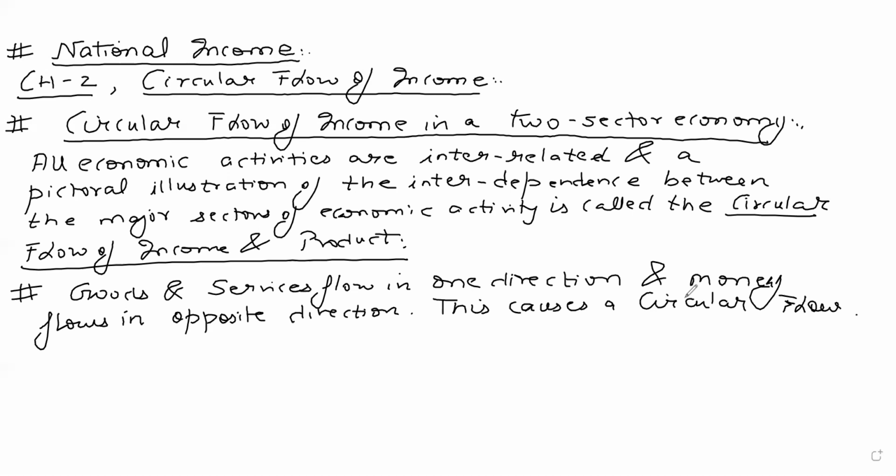Similarly, you can see that the other case also happens. Households are also receiving money from the firms because firms pay the factors of production. The firms pay rent to land, wages to labor, interest to capital, and profits to entrepreneur. So soon I will be drawing a diagram where students will learn that there is a continuous flow of goods and services in one direction, and the money flow is happening in the opposite direction, which is causing a circular flow.